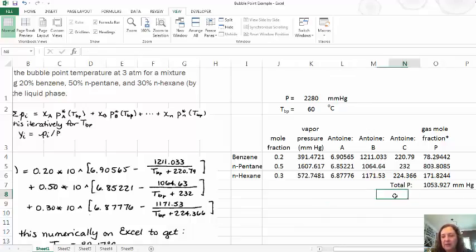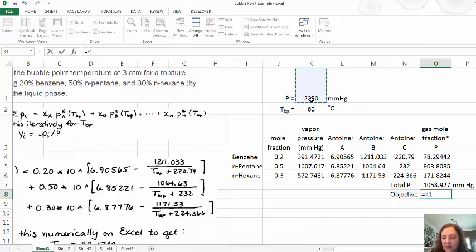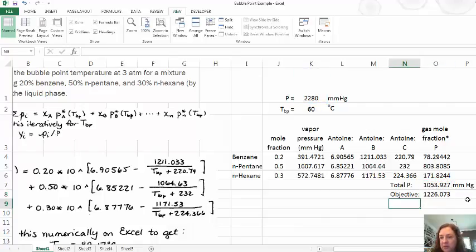I'm going to create a cell that is going to be my objective. This is not the only way to do the problem, but this is an easy way to do it that is going to be adaptable for some future problems. So I'm going to create an objective that I want it to be equal to 0. I want this to equal that, so the difference between them should be 0. Right now it's really not 0.